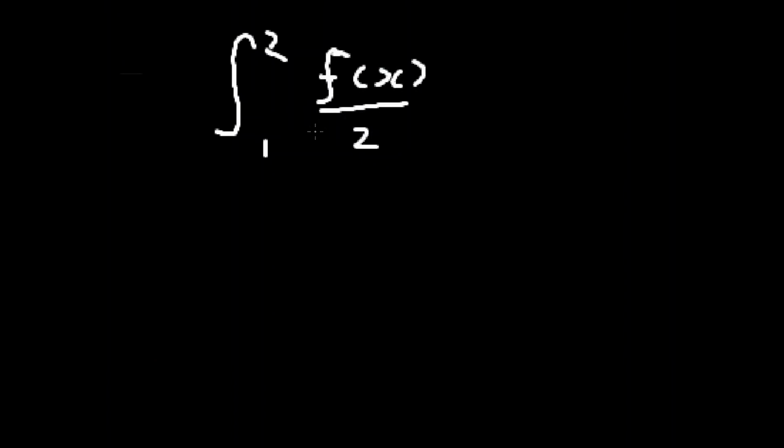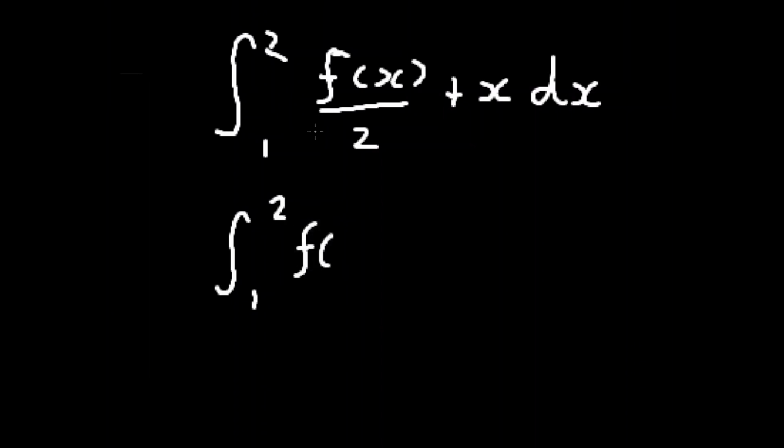We are trying to find the integral from 1 to 2 of this function f of x all divided by 2 plus x. Okay, we don't know what f of x is, but we are given this. We're given that from 1 to 2, this is equal to 3.